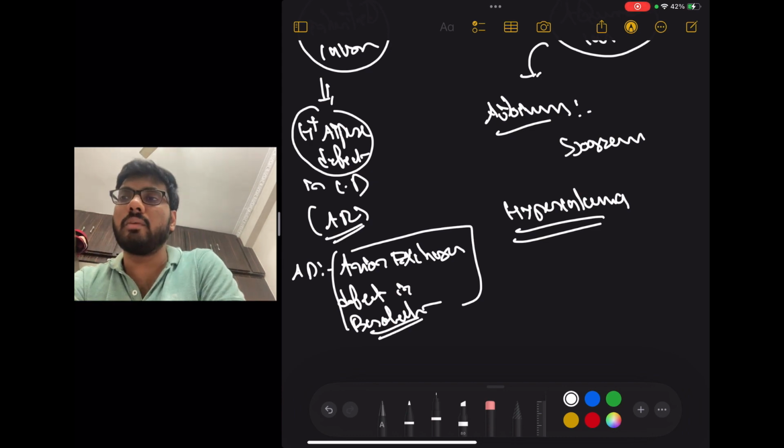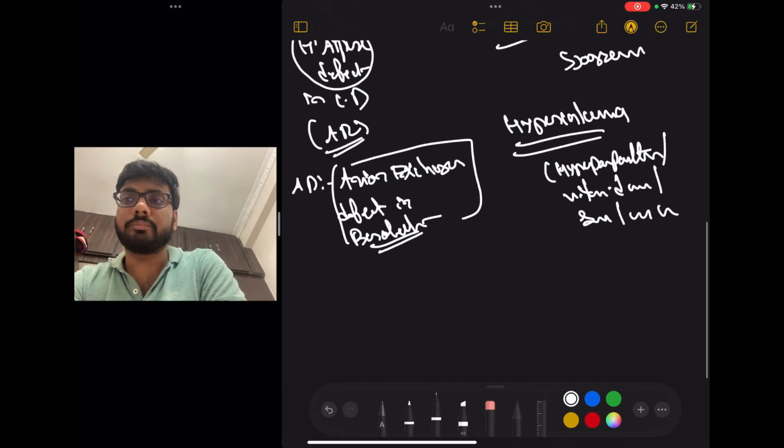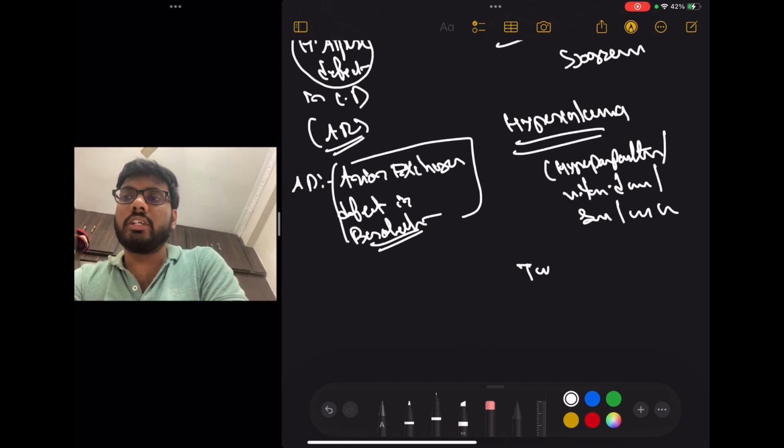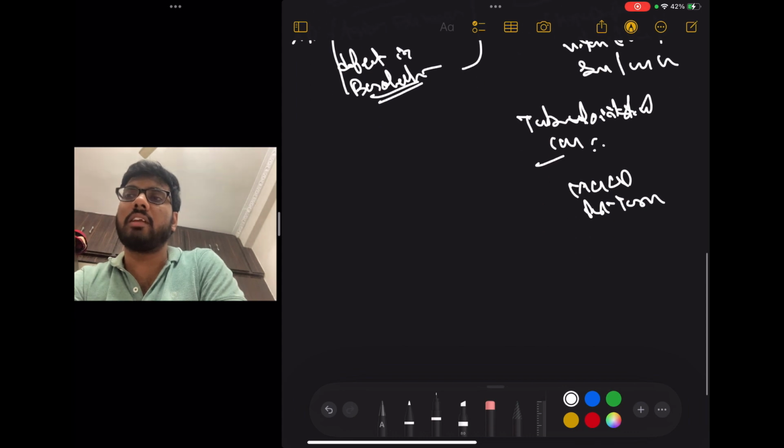Anything causing hypercalcemia, example is hyperparathyroidism, vitamin D intoxication, sarcoidosis, tuberculosis, lymphoma, etc. Okay. Next is tubulointerstitial causes, which includes medullary cystic kidney disease and post-transplant kidney. And we have last drugs.